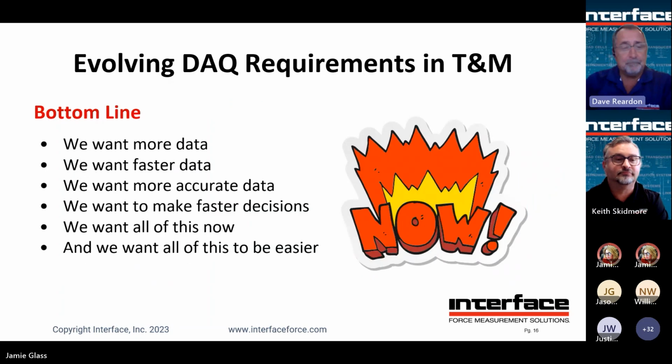Next slide. So what is all this doing? The bottom line is we want more data, we want faster data, we want more accurate data, we want to make faster decisions, and we want to do all this now. And to top it all off, we want to be able to do it easier than we have in the past. Easier on the user, that is. For the companies that are building these systems, obviously it's a lot more work to make them that small.